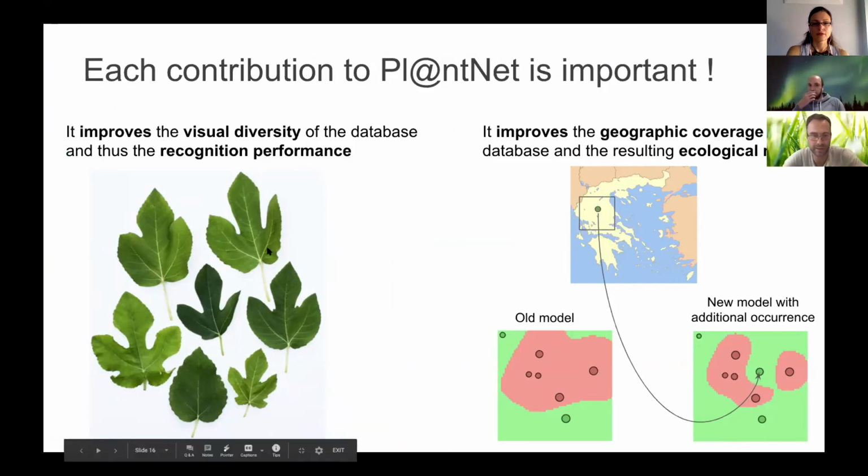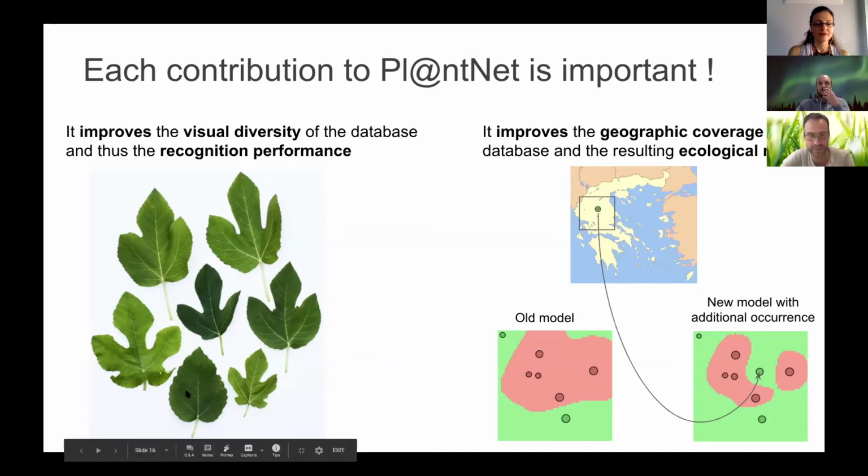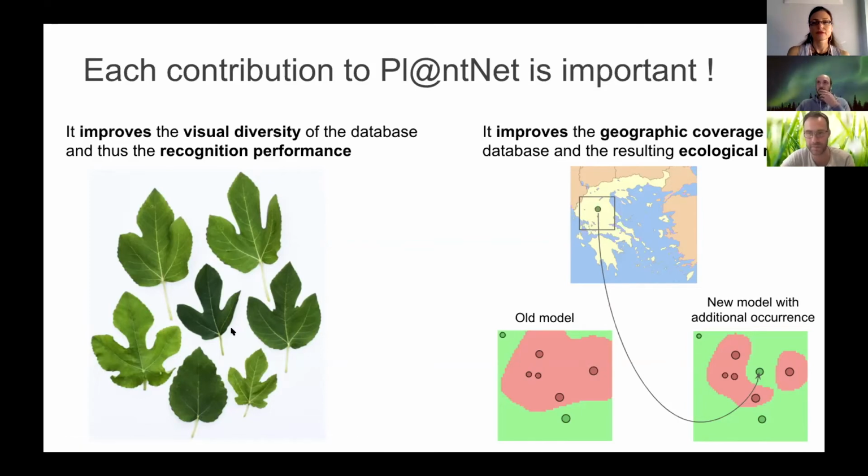On the left here, I see an example of a species, Carica. I don't know how you say figue in English, I don't remember. Yeah, sorry, how do you say, Pierre? So figs, it's a ficus, figs in English. And so the morphology of the leaf can be very diverse. If you only provide one kind of leaf to the system, it cannot recognize other kinds. So it's important that the system knows all the different morphologies of the plant.